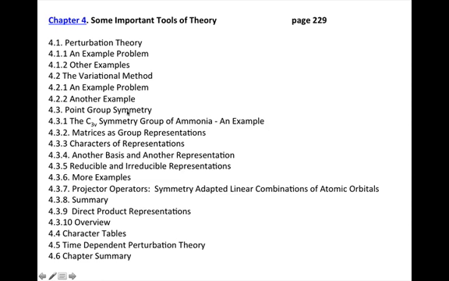Then there's quite a bit of time spent on point group symmetry, and I choose to use the C3v point group of ammonia as an example because this is a point group that has some degenerate representations, and it's important to learn how to deal with these kinds of cases.